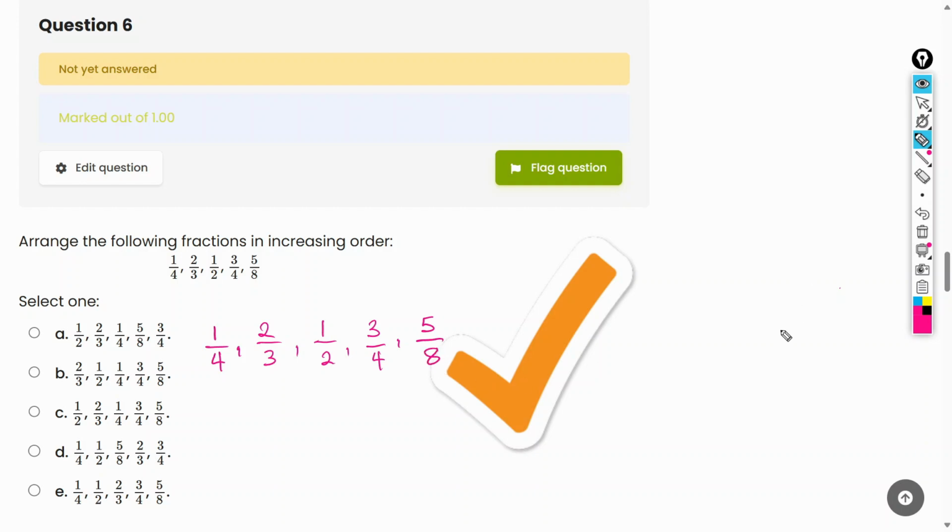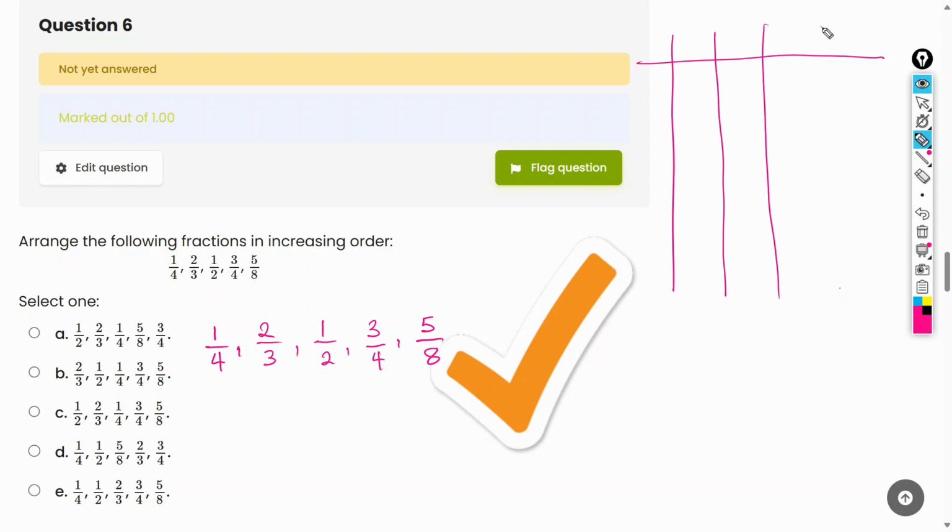The first thing to do when ordering or comparing fractions is to find your LCM, to give them a common denominator, such that once they have something in common, you can easily compare them. So let's find our LCM. LCM of 4, 3, 2, 8.